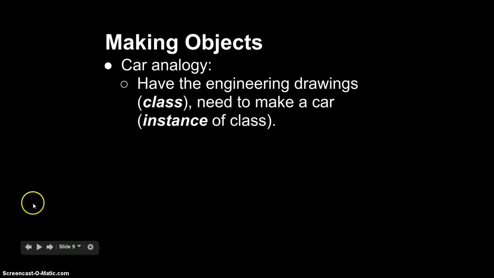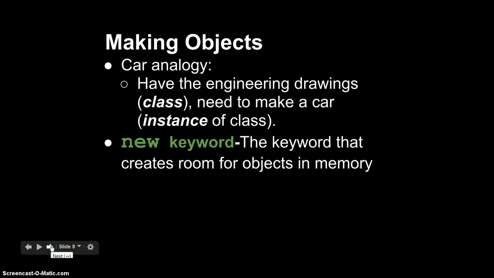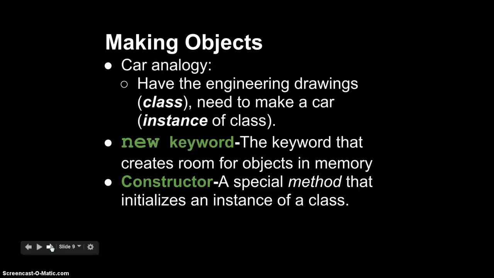Alright? Now, how do we actually make objects? Well, there are going to be two steps. The first is going to be the new keyword. What that's going to do is create room for the objects we're creating in memory, because the computer has to create room for these objects. Okay, so we'll have the new keyword. And then we'll have a special method called the constructor. What the constructor will do is take that space in memory that we made with the new keyword and turn it actually into an object.